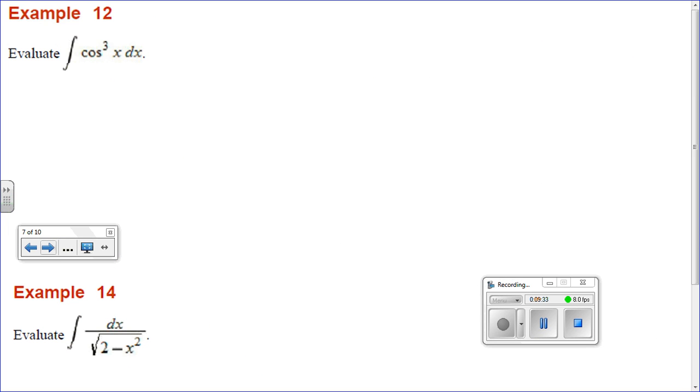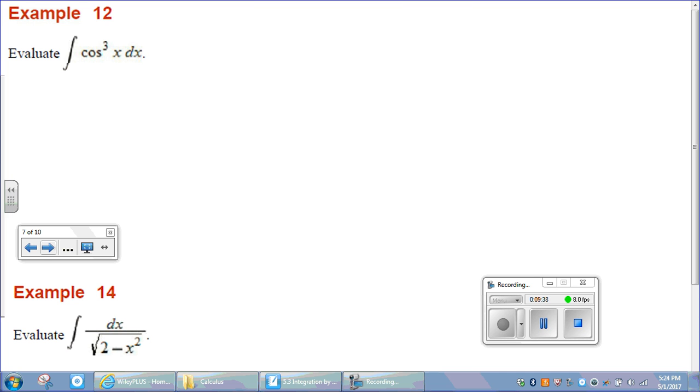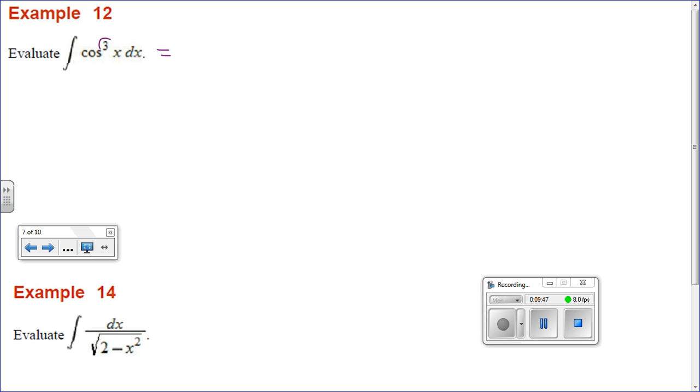Okay, moving on to problem 12. Now, problem 12, it's a little different from others that we've done. So first, I'm going to rewrite it. So just to make it clear, this exponent is affecting the whole cosine x, not just the angle, which is x. So it's the whole thing to the third power.